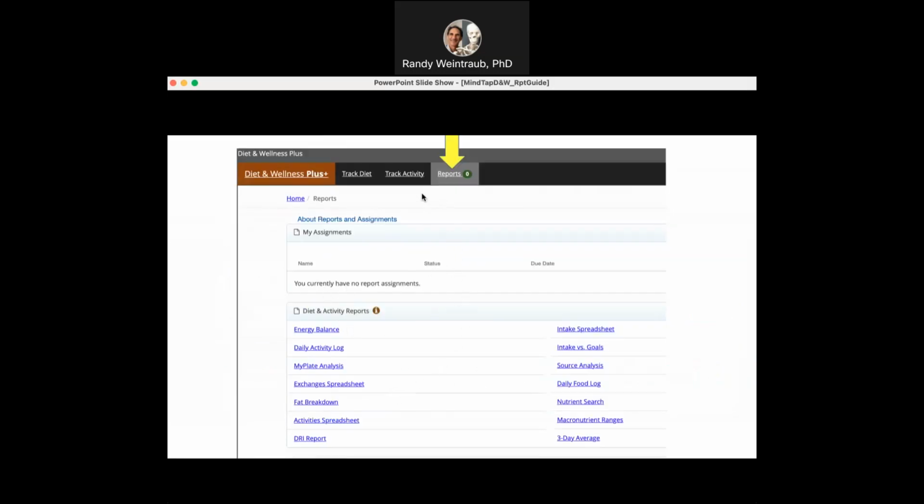Finally, there are a number of reports that can be made from all the data that you've logged in. And here are all the selections of reports. It could be energy balance, the daily activity log, my plate analysis, DRI report, activities spreadsheet, etc. And the last on the list over here is the 3-day average.